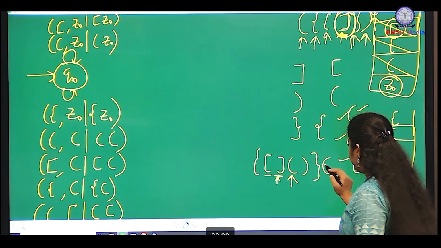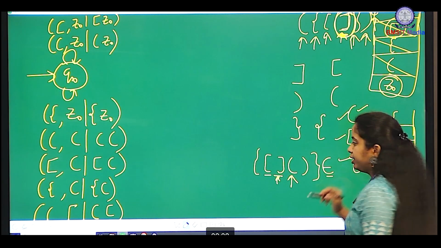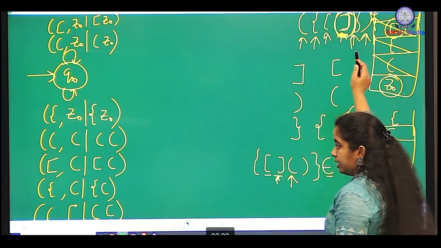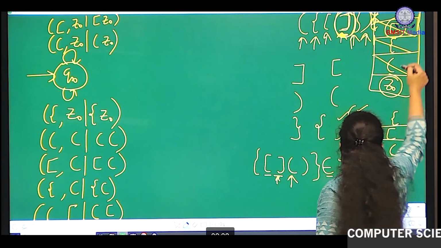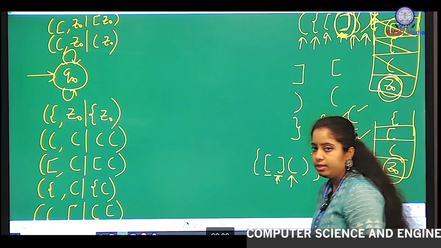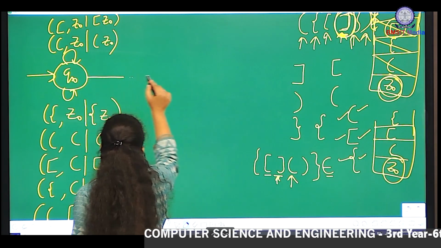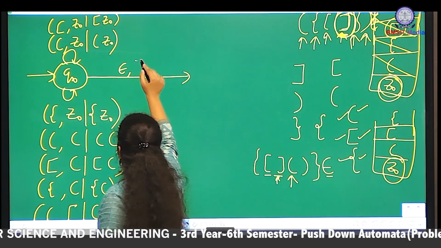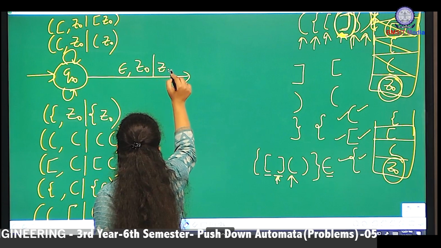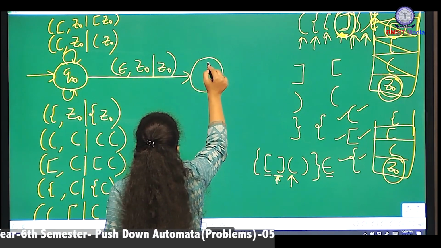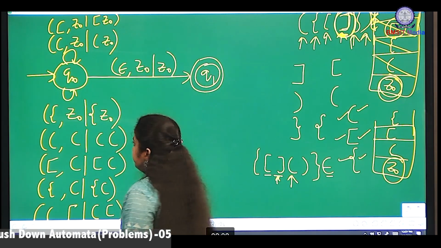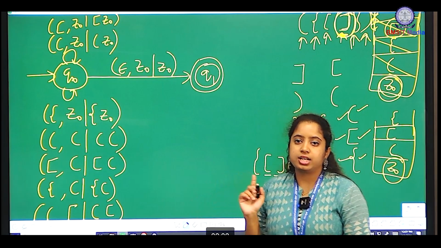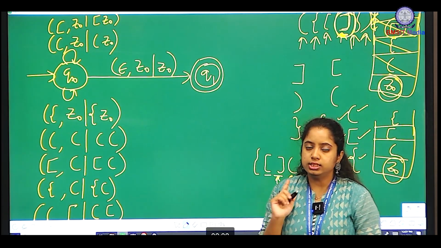So, when you reach the end of the string, the stack should be empty and Z naught should be the top stack element, because we have already seen in this example, when you reach epsilon, you have to have Z naught in the stack. So, now epsilon is the input symbol and the stack symbol should be Z naught. So, upon Z naught you reach the final state Q1. So, this is the transitions for the PDA.